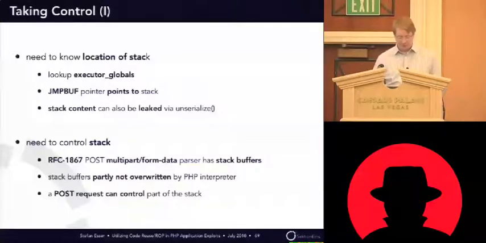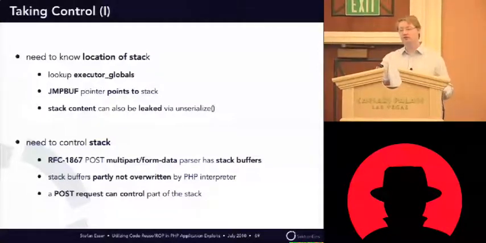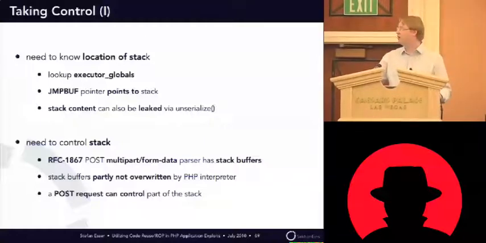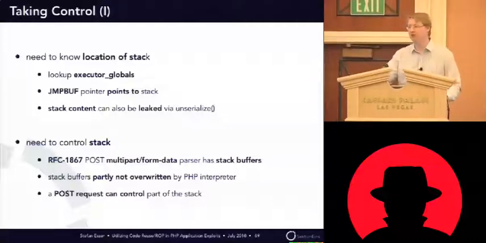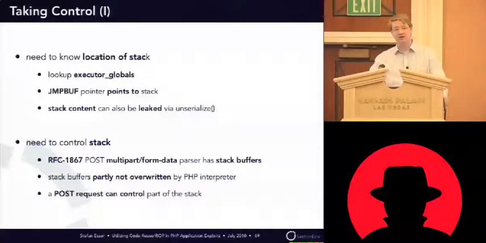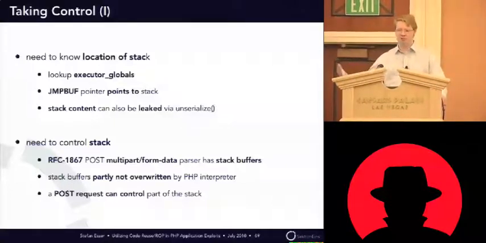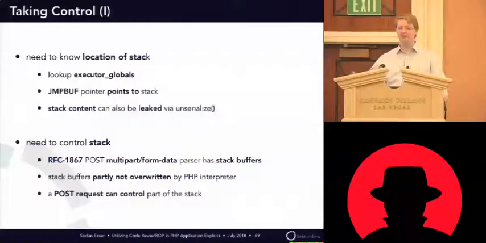So the idea to do the code execution exploit is you first need to know the location of the stack, because the stack is usually completely randomized, even more than all the other things, so it's really hard to find the stack. But you can already look up any symbol in PHP, so what you do is you look up the executor globals. And the executor globals is, I think, the second biggest struct inside of PHP.